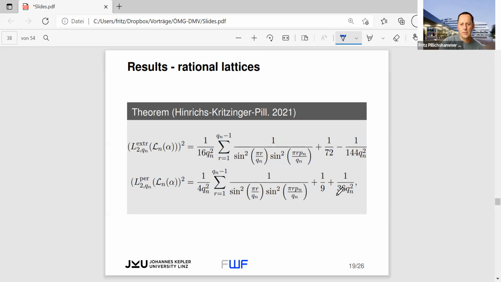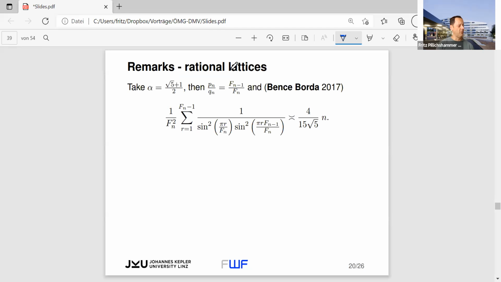And now we consider one special or famous representative of these rational lattices, which is the Fibonacci lattice, obtained by choosing alpha equal to (square root of 5 plus 1)/2. Then it's well known that the convergents are given by F_{n-1} over F_n, where the F_n are the Fibonacci numbers. And these trigonometric sums that appear in the discrepancy formula are known to be of exact order n.